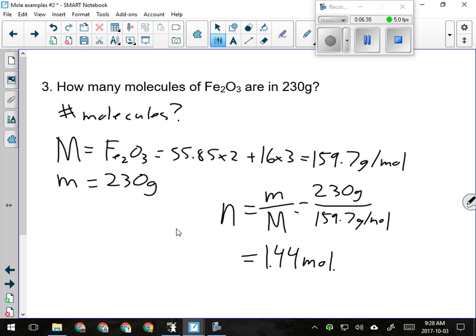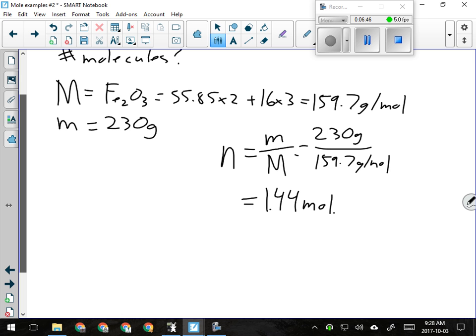I know how many moles I have, 1.44. And now I can use Avogadro's number with that to figure out the number of molecules. The number of molecules in 1 mole is this, and I have this many moles. What do I need to do with those two numbers? Multiply them, right. That will give me the number of molecules.